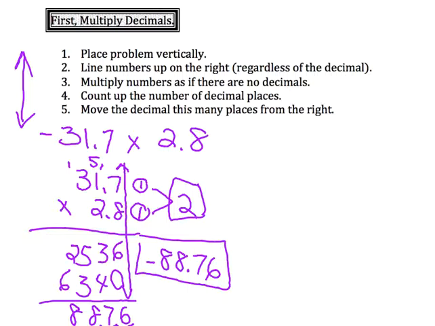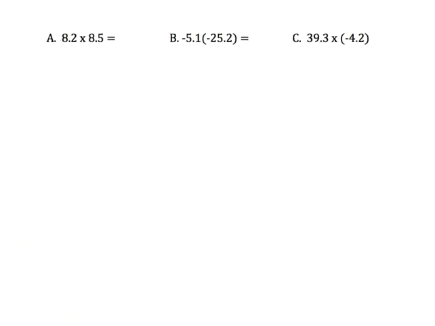Okay, we have some examples at the bottom of the paper that we're going to work through together. And I am actually going to work all the way through with you so that I can continue recording. Okay? So I will try and go slow enough that you can keep up with me. 8.2 times 8.5, line it up vertically. Since they are both positive, I know my answer is going to be positive. I'm just going to put it up there as a reminder.